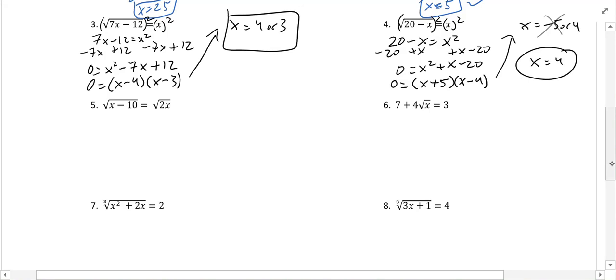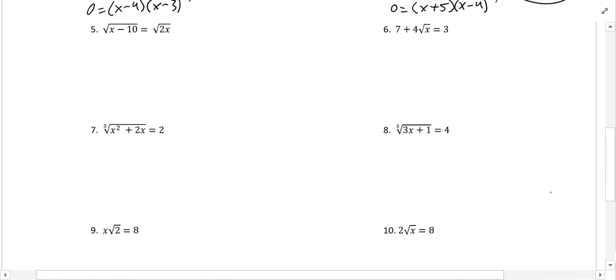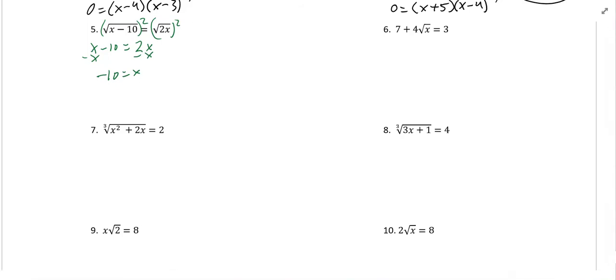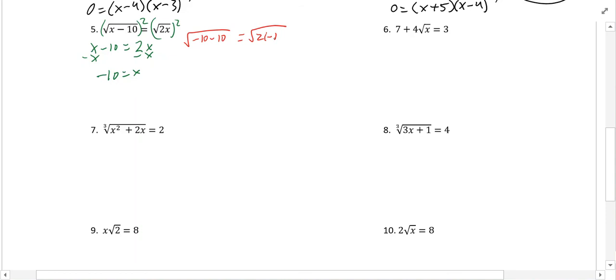Okay, so our next problem here. Now we have radicals on both sides, but we still need to do the same thing. We need to square both sides, and it's going to get rid of both radicals. So I'm left with just what was underneath the radicals. So I have x minus 10 equals 2x. So here I'm going to subtract x from both sides. So I get negative 10 equals x. All right, so I need to check. So when I check this one, I'm going to get the square root of negative 10 minus 10 equals the square root of 2 times negative 10. So I get the square root of negative 20 equals the square root of negative 20. Now, this is true.